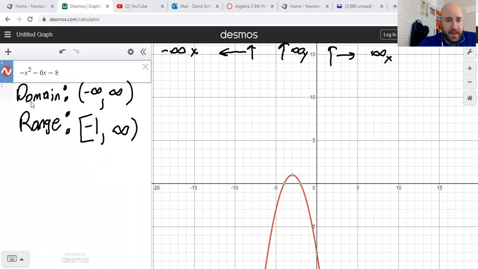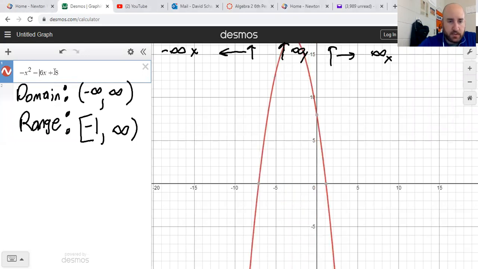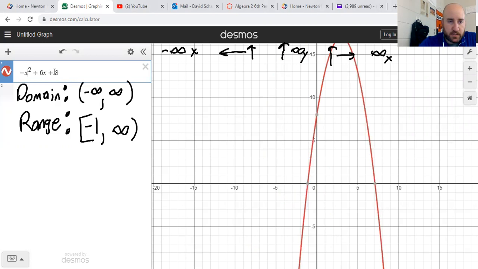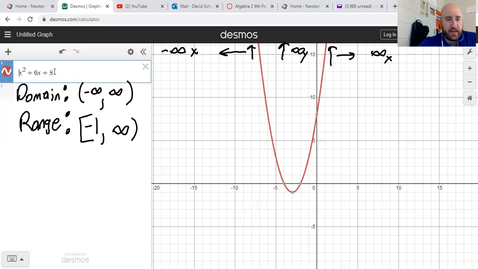So let's fix this back to what we had. Let me just leave that like that. All right. So here's my domain and range. My x-intercepts and y-intercepts, again, y'all should know how to find those. I've done those for a long time. So my x-intercepts are going to be where it crosses the x-axis, my y-intercept where it crosses the y-axis.